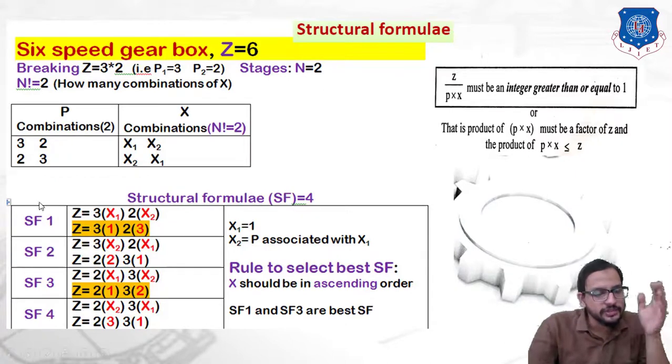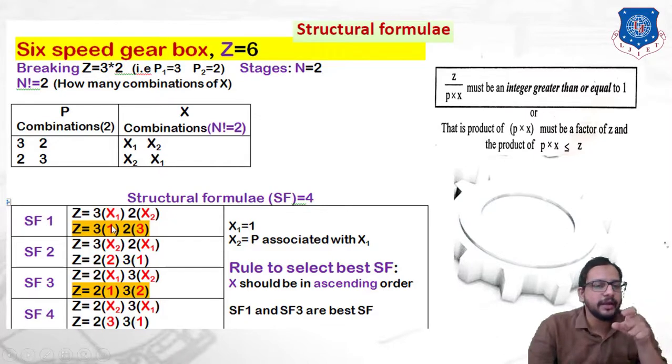So according to the first combination of structural formula SF1, we get z is equal to 3 in a bracket 1. So we know that always x1 will be equal to 1 and x2 will be equal to p1. So what is p1 in this equation? p1 is equal to 3. So I have written z is equal to 3 in a bracket 1 into 2 in a bracket 3. Similarly, SF2, you can see our combination is 3x2 into 2x1. So z is equal to 3 in a bracket 2 into 2 in a bracket 1. So x1 is 1 and x2 would be how much? x2 would be equal to p2.